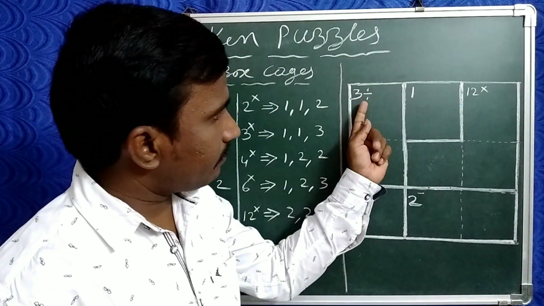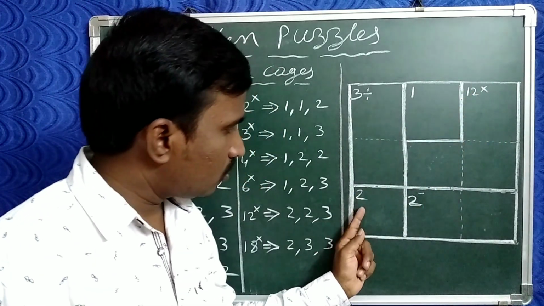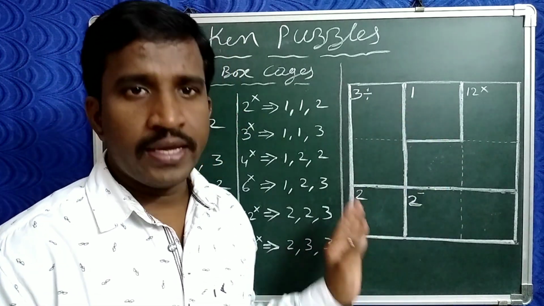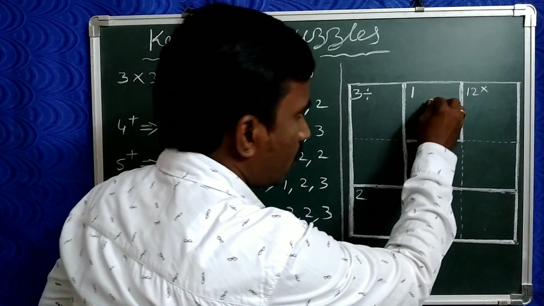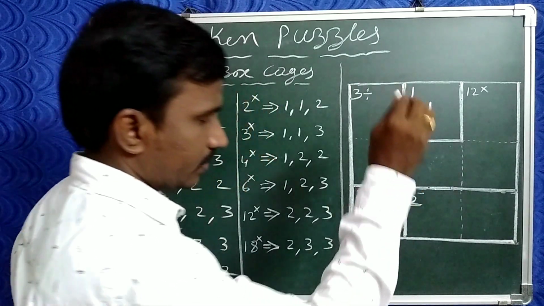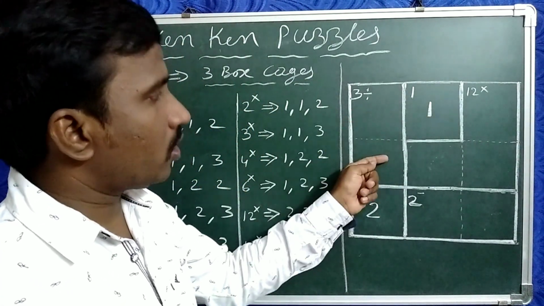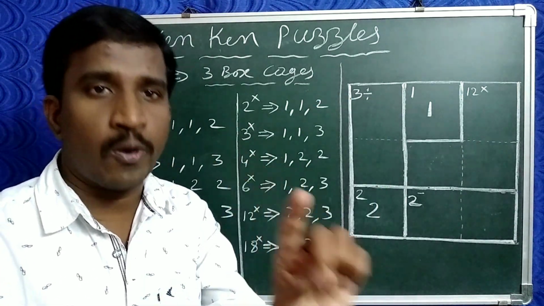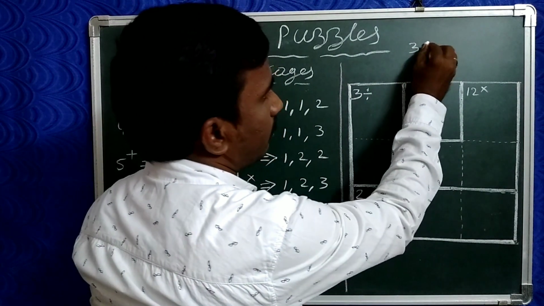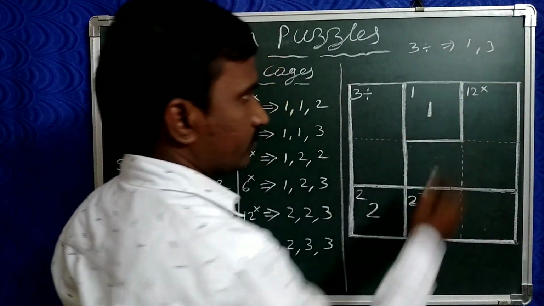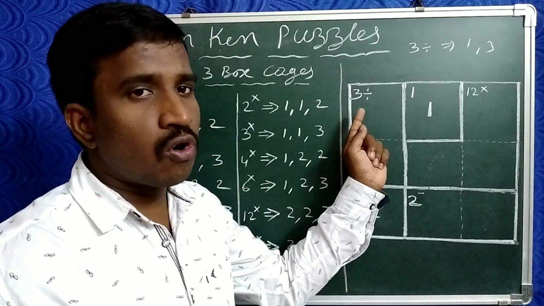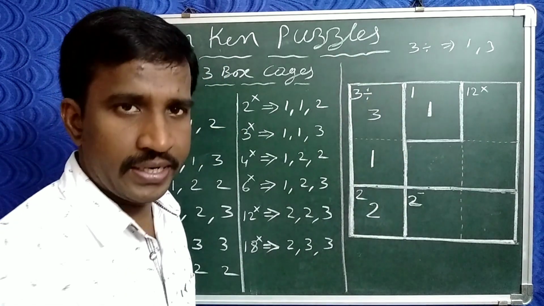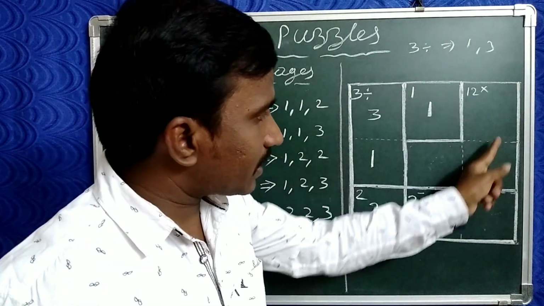Suppose given 3 divided by, 1, 12 into, 2, 2 minus. First of all, you have to fill the freebie boxes. Here what are the freebie boxes? 1 and 2. So completed. This cage contains 2 boxes. 3 divided by in 3x3 puzzles has only one possibility: 1 and 3. But already 1 is there. That's why don't write 1 here. That's why write 3 and 1. Completed.